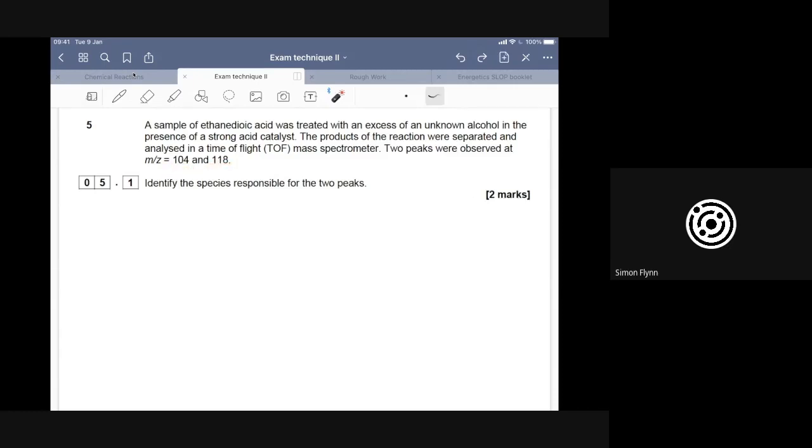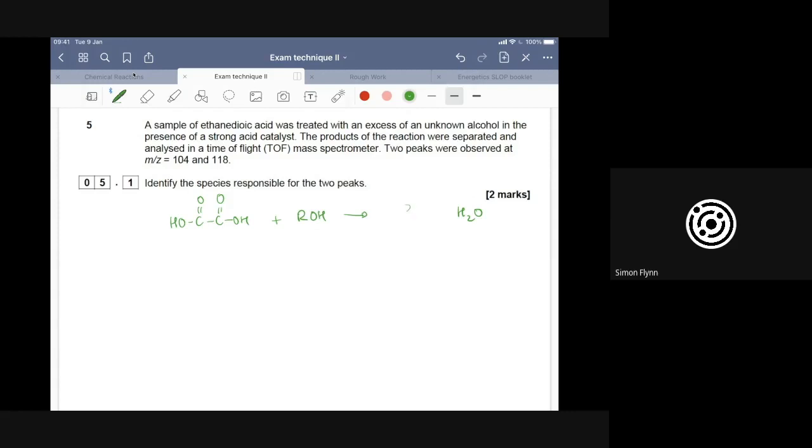Okay, so what's happening is we could write our ethane dioic acid, because we should draw the structure because I think it's going to help us. You could write the structural formula, it doesn't matter. It's reacting with an alcohol. We don't know what it is, but we know it's an alcohol. So the R is the rest of it. We know that it's going to be water that's produced.